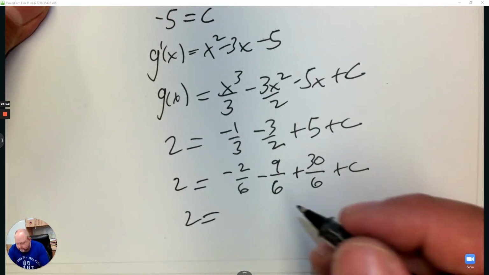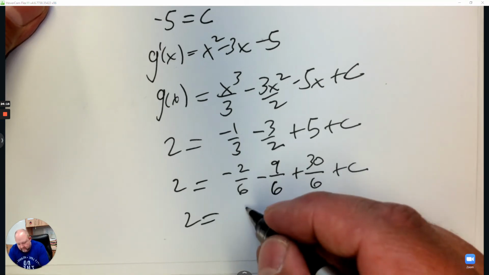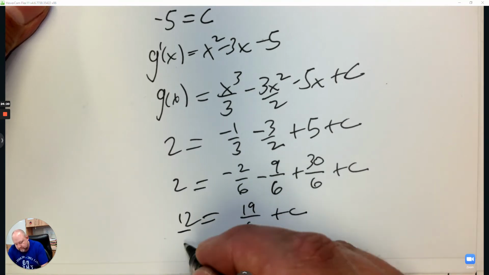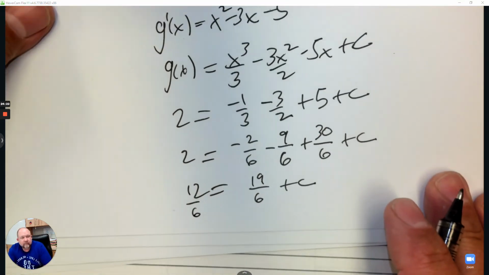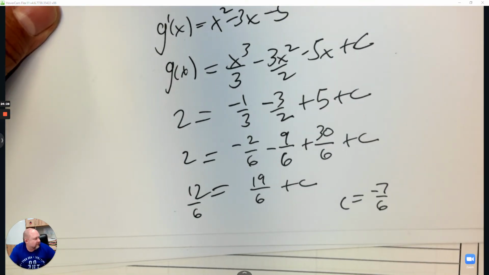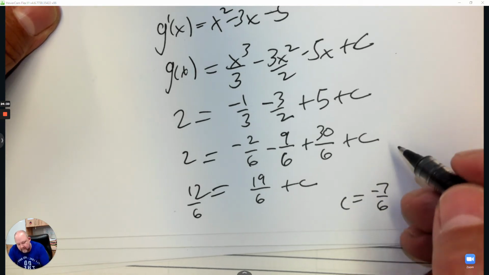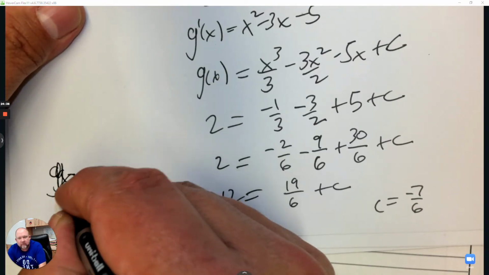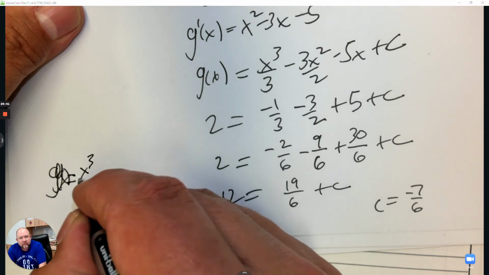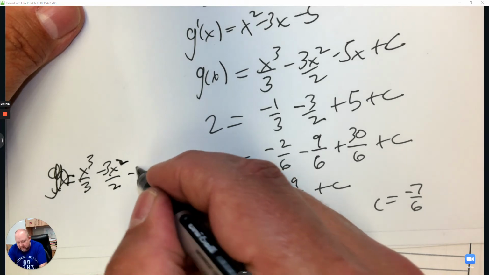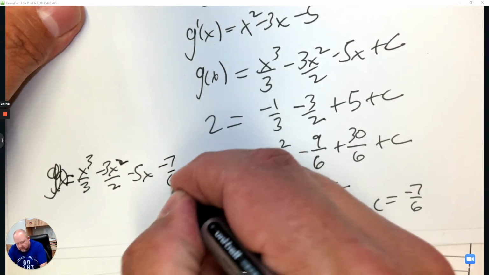30 take away 11. What is that, 19? This could be over 6 too. So when you subtract, I get -7 over 6. Let's see if that's true. Yep. And then plug that in. So make sure we write it again. So y equals, or g at x equals, x cubed over 3 minus 3x squared over 2 minus 5x, and then c is equal to -7 over 6.